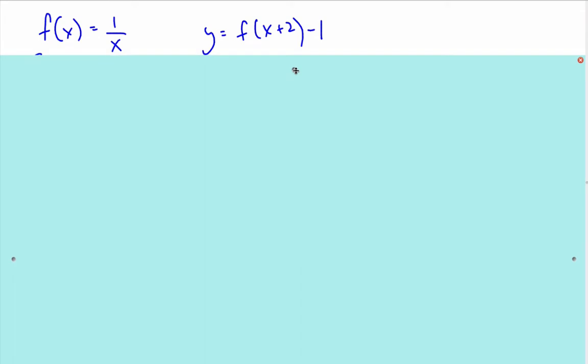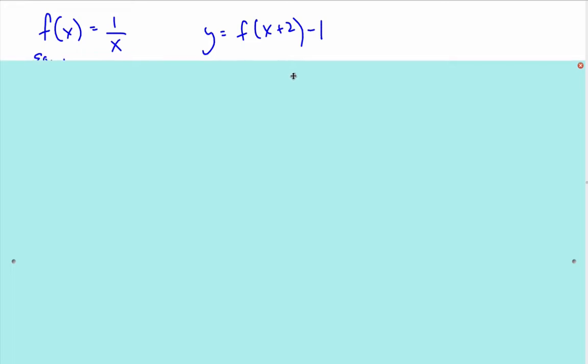All right, everyone, today we're going to work on an example. We're going to consider the function f of x as 1 over x, and I want to sketch the graph and find the key features and write the equation of this particular function here.